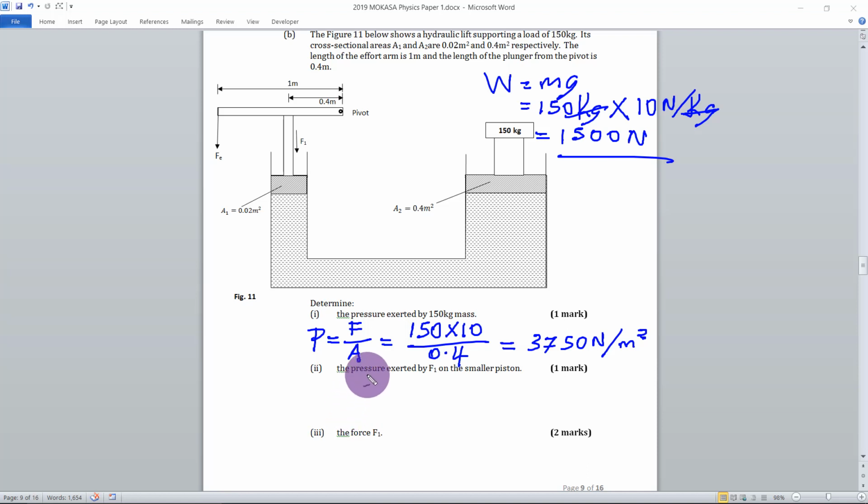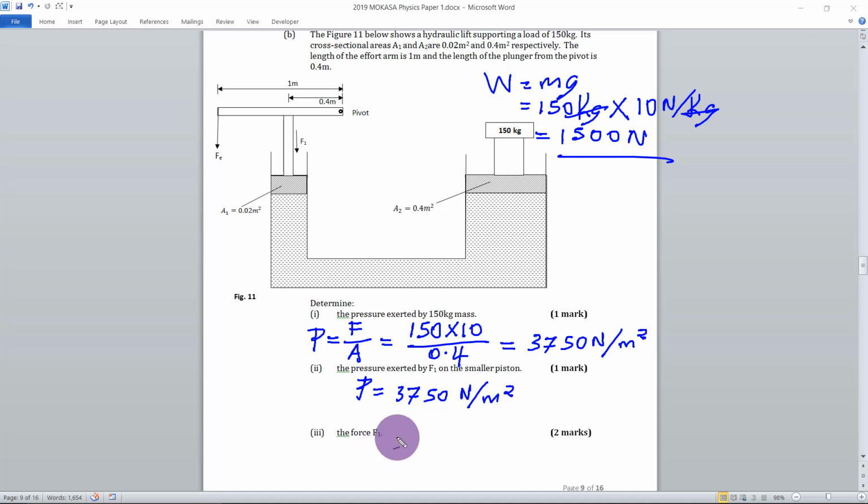So we are asked to calculate the pressure exerted by F1 on the smaller piston. And this pressure is the same as the pressure exerted by this larger piston on the water. So that pressure is definitely 3,750 newtons per meter squared. That pressure is supposed to be the same. Now we want to calculate the force F1.